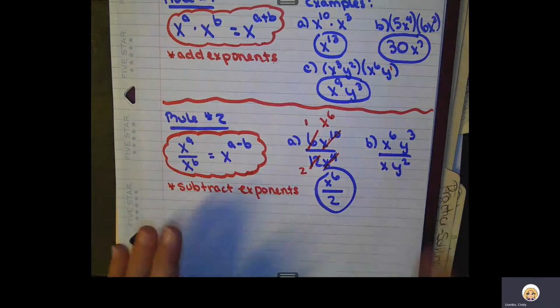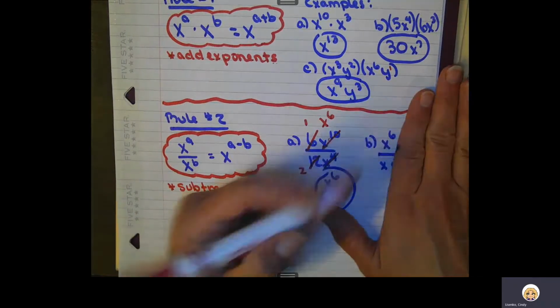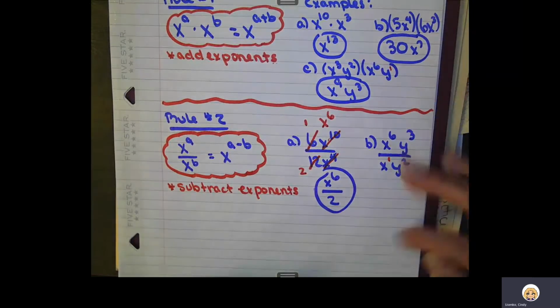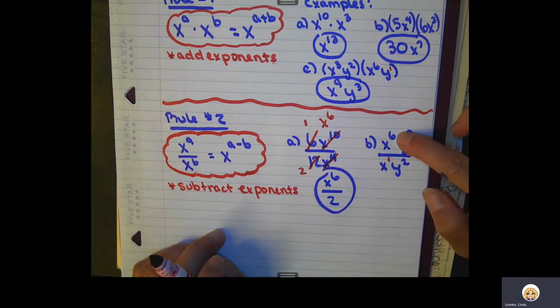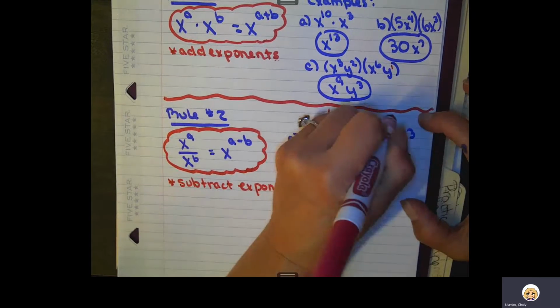We are comparing exponents of the same base. If I'm looking at my x's, I have x to the 6th on top and x to the 1st on the bottom. That's an imaginary 1. I subtract the exponents. 6 minus 1 is 5. There are 5 more x's on the top. So I cross off the x on the bottom and I change the top to x to the 5th.